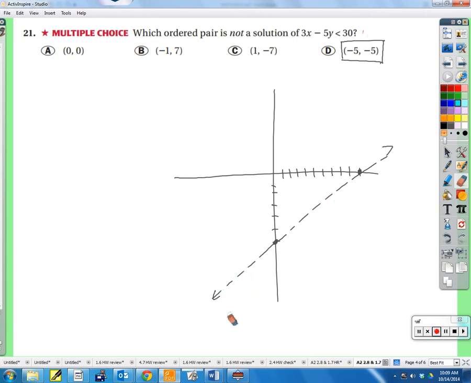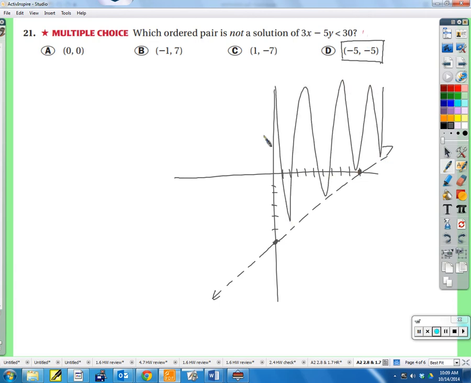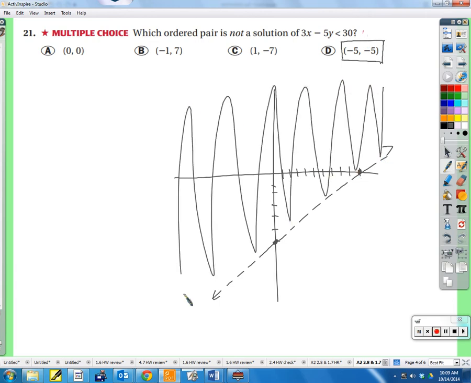So if a point lands on the line, that's not going to be a solution. We're going to make both sides equal. And we can choose the 0, 0, right? 0 is less than 30. Yeah, so the shaded region is here. For us to be able to see this on the graph, it's got to be pretty obvious. So let's see if you're right about it being really obvious. 0, 0 clearly is in the shaded region.